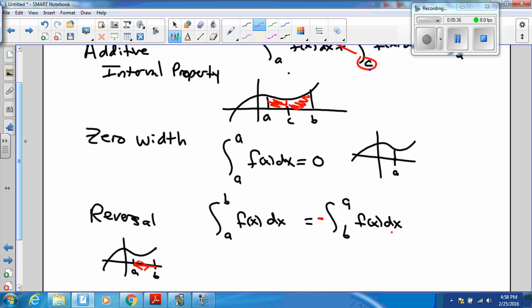All three of these properties are justified on the basis of picture. You can see that adding up from a to c to b gives us the same as adding up from a to b. You can see that if you go from a to a, then I am enclosing no width. And you can see that if I integrate backwards, then I'm going to end up reversing the sign because I must take a negative dx to do that. If these properties are confusing to you, then let the pictures guide.